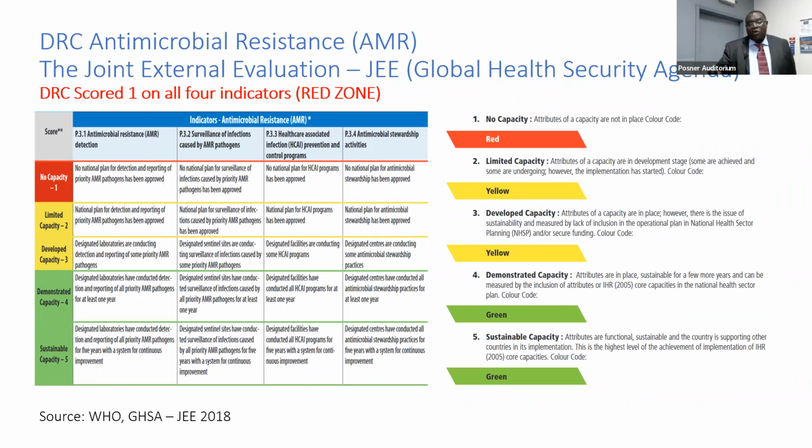So DRC has a long way to go, and a lot of effort should be done. But this was done in 2018, and I don't believe the country has put together a national plan at this time. I haven't heard about it. So if we have to spend 4 or 5 years to move to the next degree, you can imagine it would take DRC, what, 20, 25 years to get to a green zone. Many of us will be in retirement at that time.